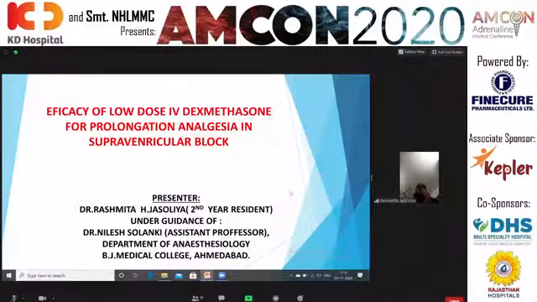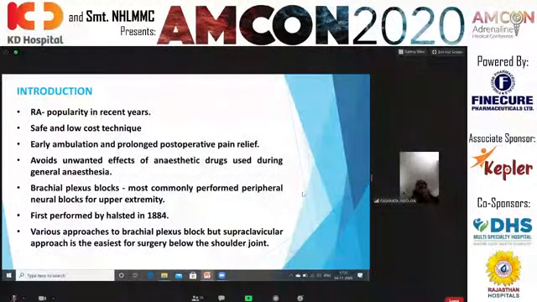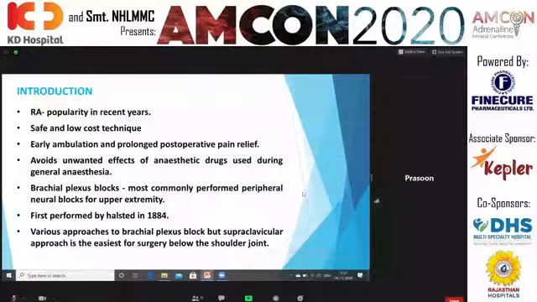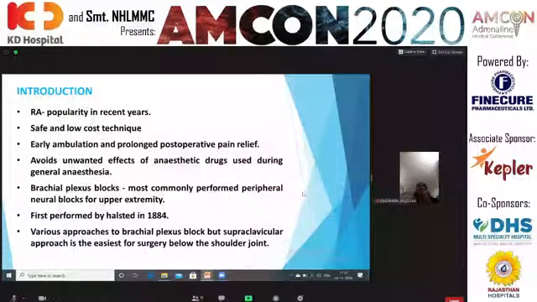My topic is the efficacy of low dose IV dexmedetomidine for prolongation of analgesia in supraclavicular block. As we all know, it has gained popularity in recent years because people having comorbidities do not usually benefit from general anesthesia. This block is most commonly performed as a peripheral nerve block for the upper extremity. There are various approaches, but the supraclavicular block is the easiest and safest to perform. Next slide, please.